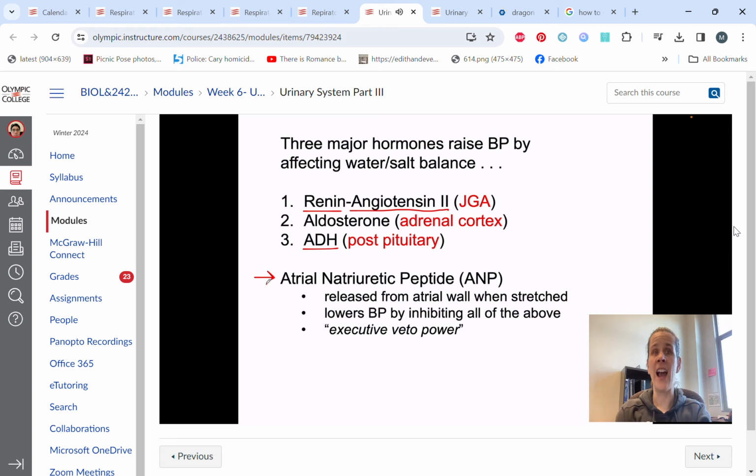This hormone has veto power over the other three hormones. Its job is to make sure that the blood pressure does not raise so high that your heart is injured. So essentially this gives atrial natriuretic peptide veto power over the other three, as that mechanism to keep everything in check.